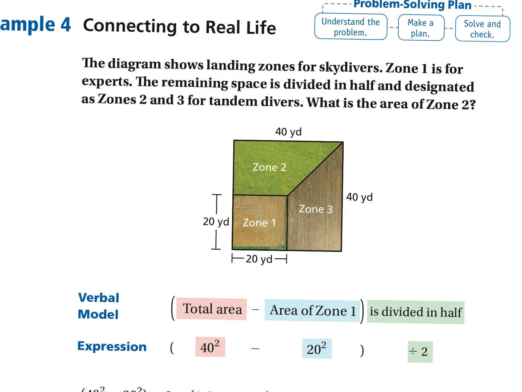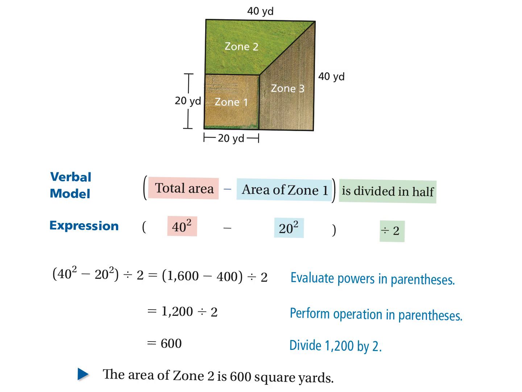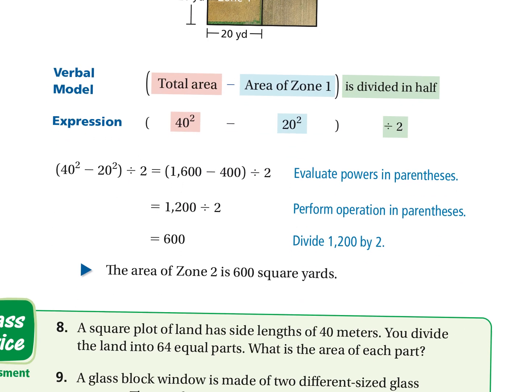What is the area of Zone 2? So what I would have to do first is figure out the total area of the whole thing. Okay, I know that this side length is 40, this is 40, so I would go ahead and do the total area, which is 40 squared. Then I would take away the area of Zone 1, which is a 20 by 20, so 20 squared. And I have to do that first, because then what I'm left with is this section here, but then I've got to divide it in half because it's split equally. Does everybody see how that works? Okay. So whenever I get to the final answer, Zone 2 is 600 square yards.